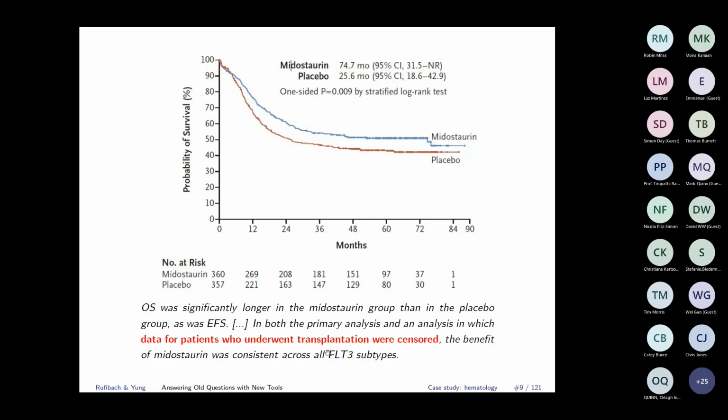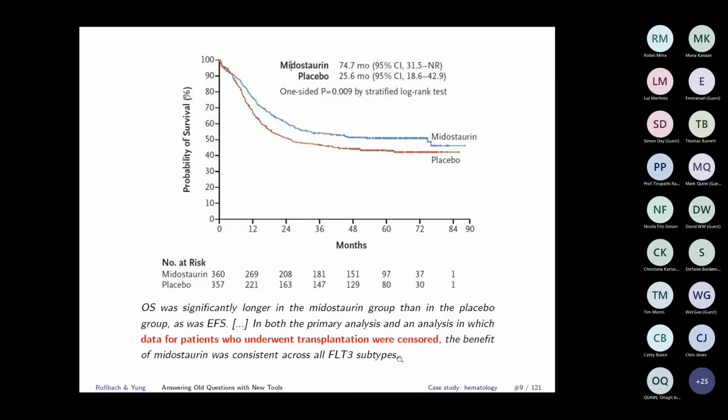And this is a quote from the paper. Overall survival was significantly longer in the midostaurin group, so that's the experimental treatment, than in placebo, as was EFS, event-free survival, so where you also count relapse and treatment failure as an event, compared to OS, where you just count death as an event. In both the primary analysis and an analysis in which data for patients who underwent transplantation were censored, the benefit was consistent. Now, what is this?